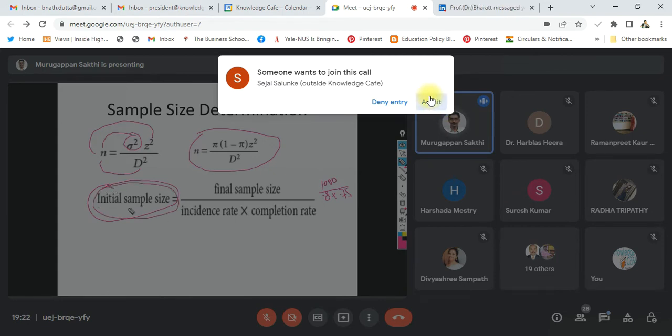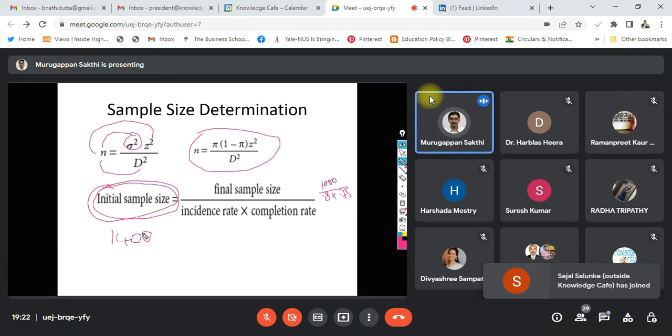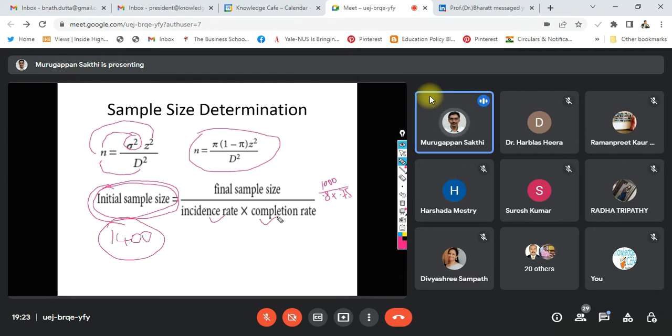This sample size is always greater than 1,000, maybe, for example, 1,400, roughly speaking. So when you start with 1,400 samples, because of the incidence rate and the completion rate, you may end up with finally 1,000 samples. Sir, how can I calculate the incidence rate and completion rate? By conducting a pilot study. By conducting a pilot study, you can conclude what the incidence rate and completion rate are.